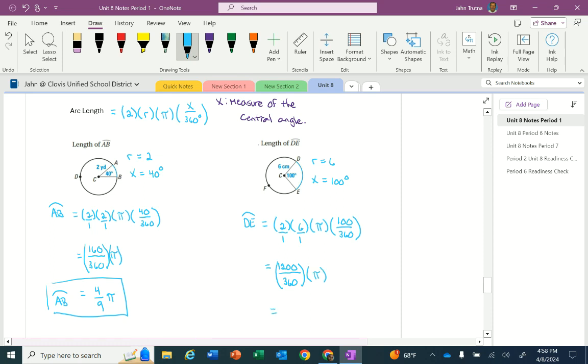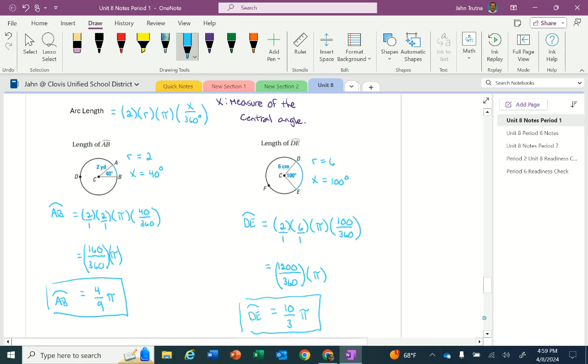And once again, reduce your fraction. You don't have to divide it out or anything. You just have to reduce it. 1,200 over 360 reduces down to the fraction 10 over 3. So that means my length of arc DE is 10 over 3 pi. You're always going to put pi in your answer. Don't multiply pi out. All right, so there is arc length.